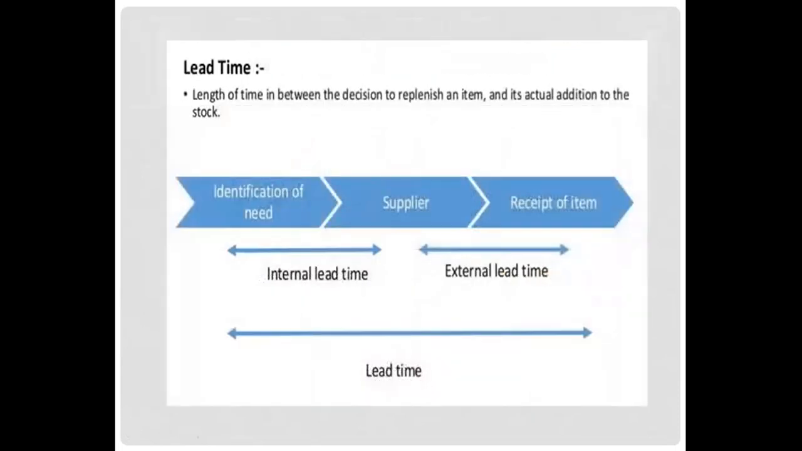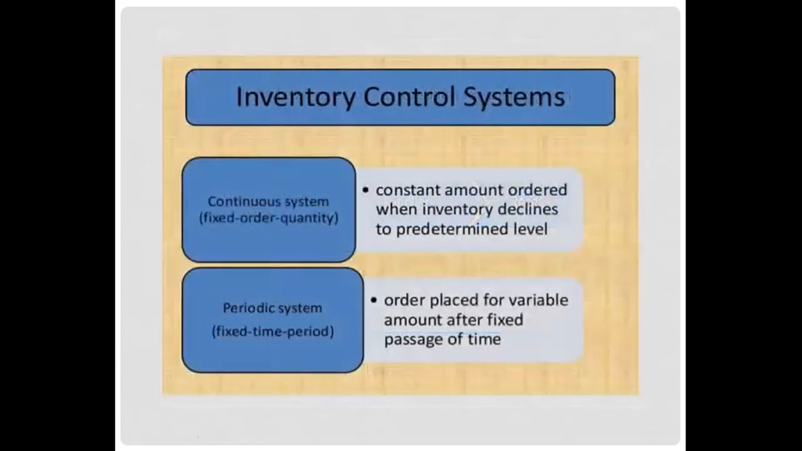There is also lead time, which is the length of time between the decision to replenish items and the actual addition to stock. It is identification of need, then suppliers, and then receipt of the item. It includes internal lead time, the identification of need, and from supplier to recipient, external lead time. And total lead time includes the time from the need to the receipt of the item by the inventory manager.